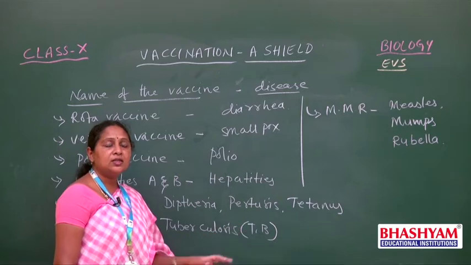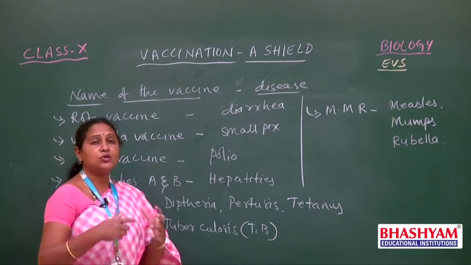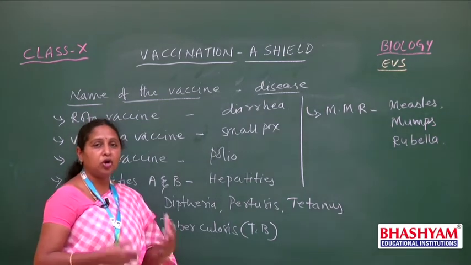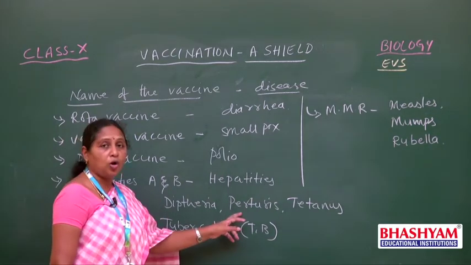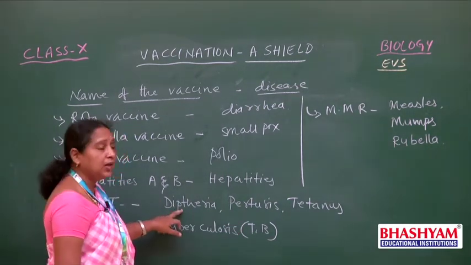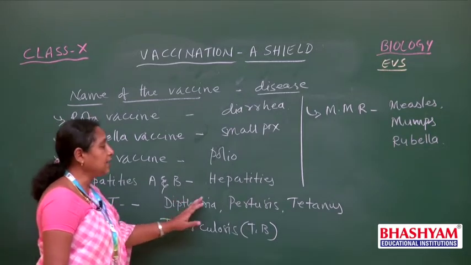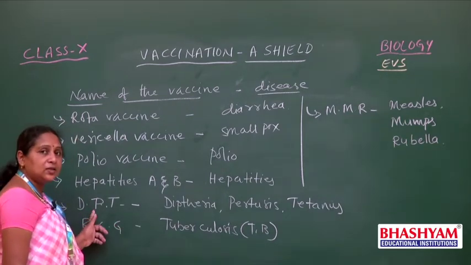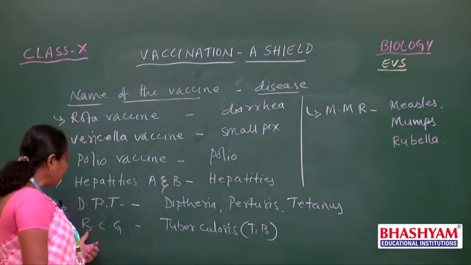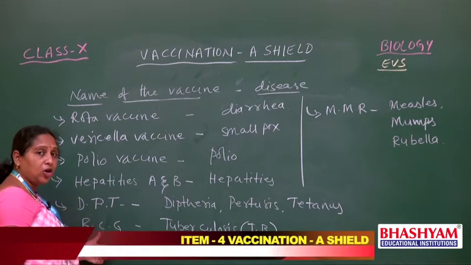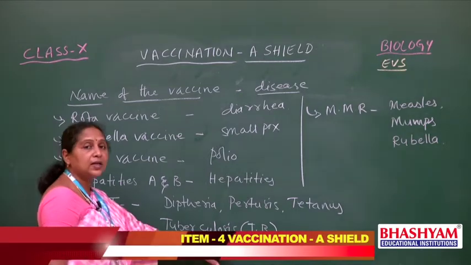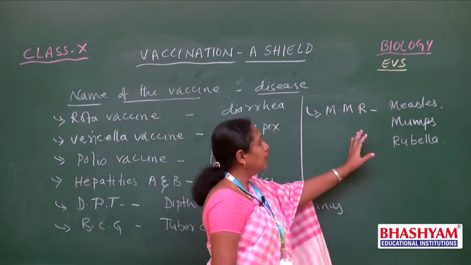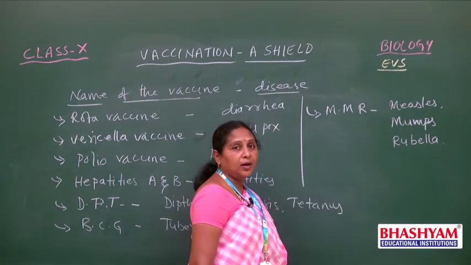In pertussis, the germ enters the lungs and causes a very severe cough. Even while asleep, and in normal condition, they always make one sound. So it is a whooping cough. And diphtheria is also caused by a germ. So for these 3 diseases, one vaccine is given, that is DPT, otherwise called triple antigen. One more is BCG, that is Bacillus Calmette-Guerin. That vaccine is given against TB, tuberculosis. And one more vaccine is there, that is MMR, that is measles, mumps and rubella.